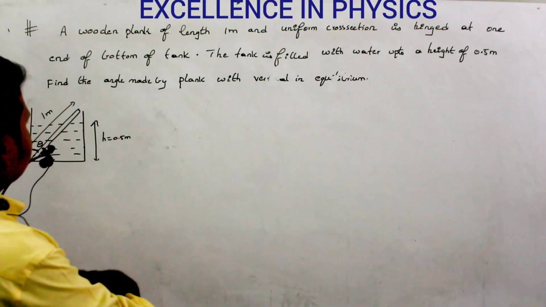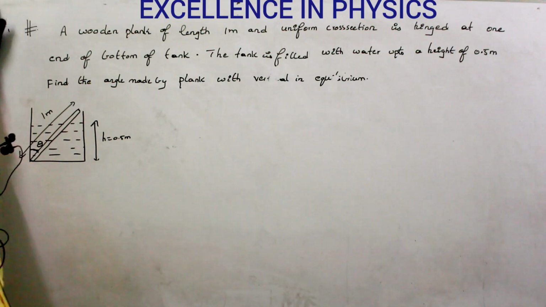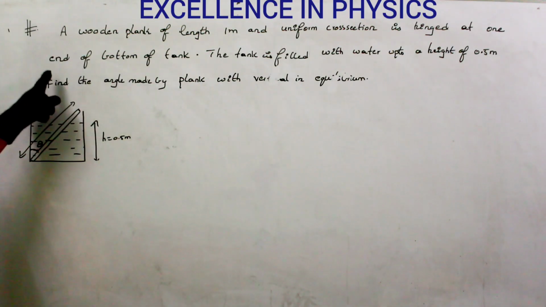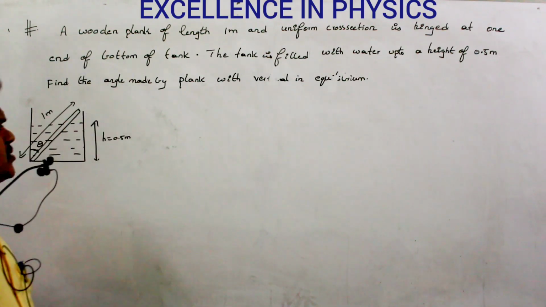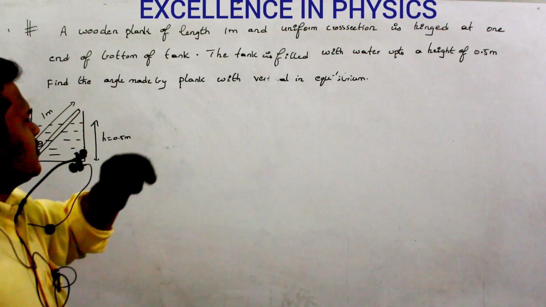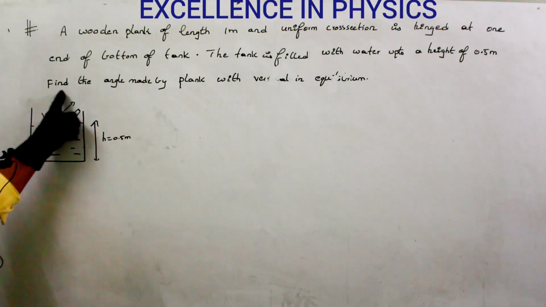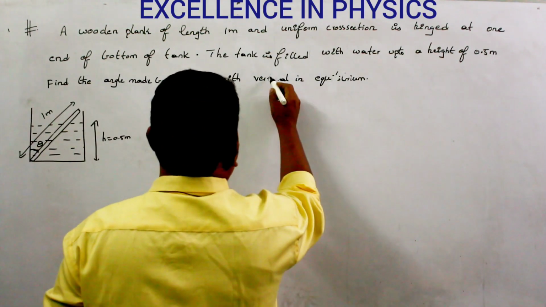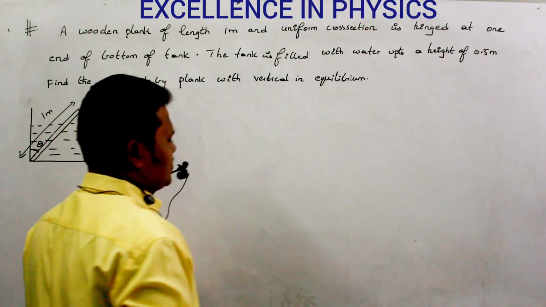Now let us see this question. A wooden plank of length 1 meter and uniform cross section is hinged at one end at the bottom of this tank. The tank is filled with water up to a height of 0.5 meter. So this height of the water is 0.5. Then find the angle made by the plank with the vertical in equilibrium. So that is the question.